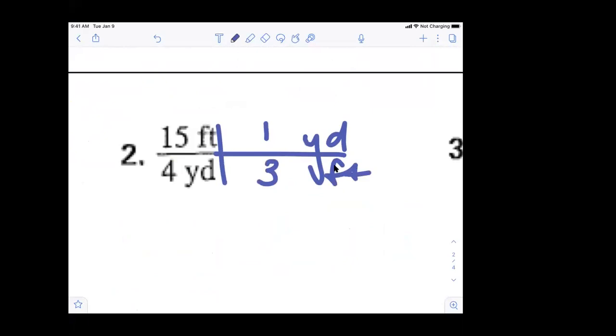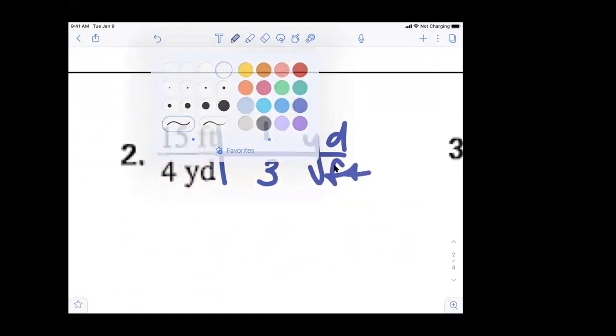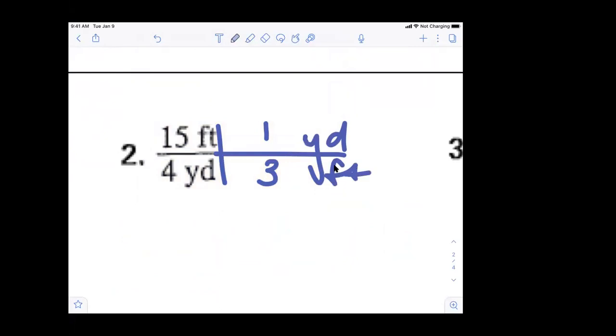Now, if you wanted to do it like we just did before, you would multiply the tops and the bottoms together and then simplify after that. I personally, though, like to simplify now if I can. So I have 15 and 4. Can't simplify those.